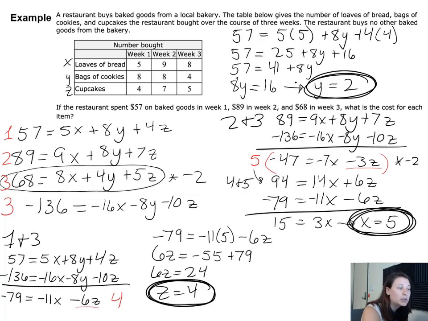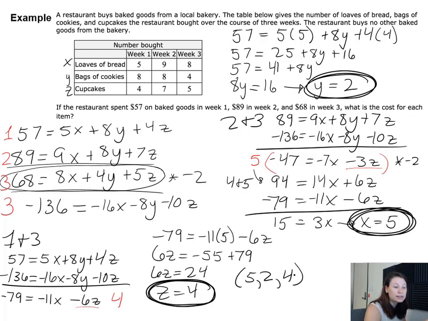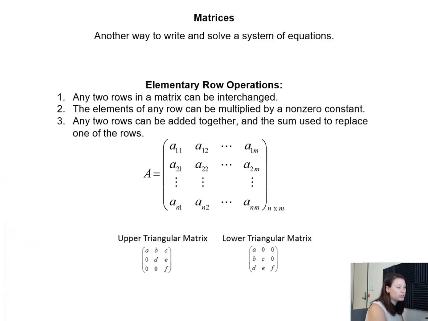There we go. So again, we can take that solution and plug it into equation 2 and equation 3 to check it. Okay, so our solution set, just to write it out formally, is 5 loaves of bread, 2 bags of cookies, and 4 cupcakes. Or, well, actually, $5 for a loaf of bread, $2 for a bag of cookies, and $4 for a cupcake. It's a very expensive cupcake, right? Better be really big.